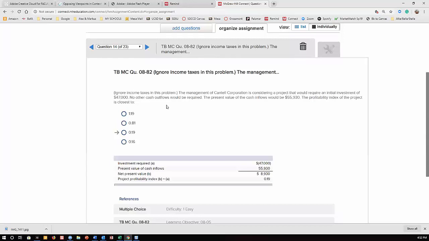So it says the management is considering a project. It requires an initial investment of $47,000. So that's a cash outflow. Right? And then my cash inflows would be 55. So if I take 47,000, that's a minus because I'm spending that money, but I'm going to bring in 55, then the net present value is the difference between those, right? So I'm writing a check for 47,000, but incoming is going to be 55. So that's just the difference.